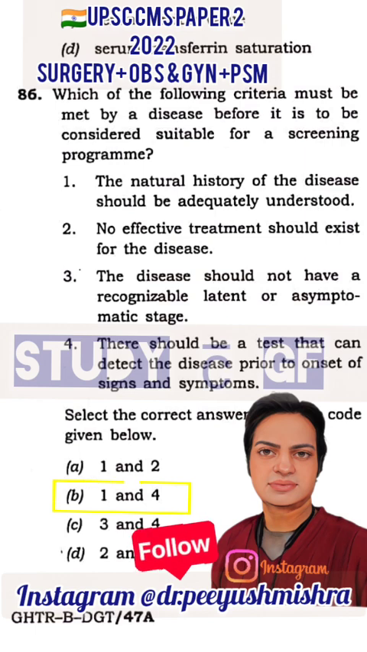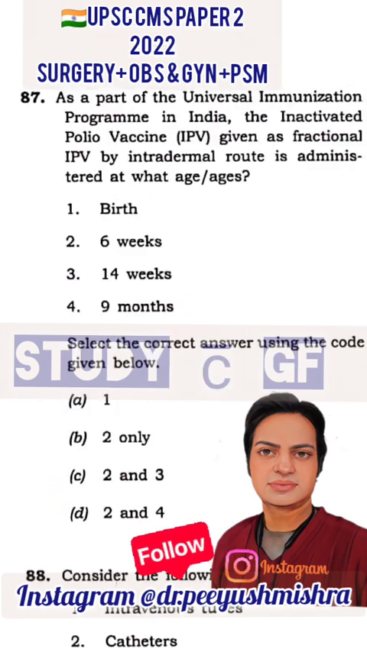Which of the following criteria must be met by a disease before it is to be considered suitable for a screening program? The natural history of the disease should be adequately understood. There should be a test that can detect the disease prior to onset of signs and symptoms.